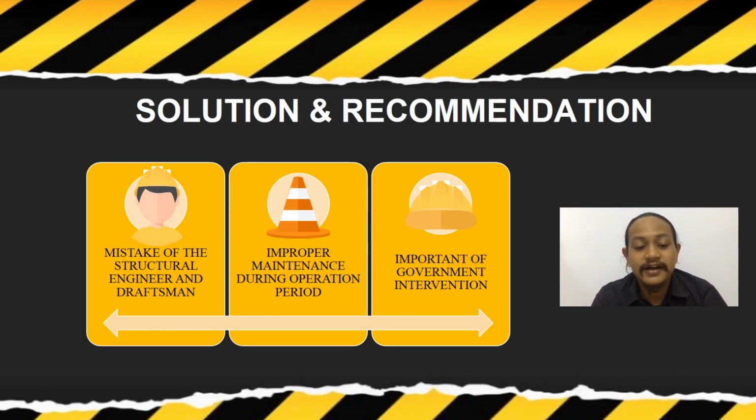We have identified that the causes of the Hotel New World collapse tragedy are, first, the mistake of the structural engineer and draftsman; second, the improper maintenance throughout its operation period; and lastly, the importance of government intervention. Thus, we have analysed some solutions and recommendations to overcome these causes.